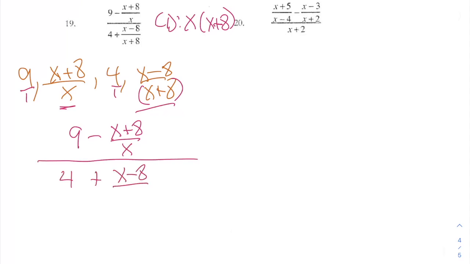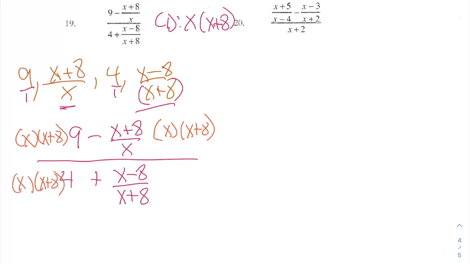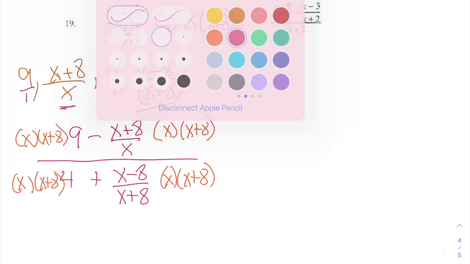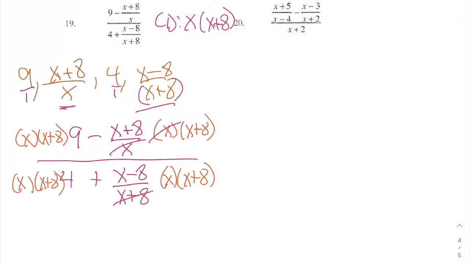And I'm going to multiply every term by x times x plus 8. x times x plus 8, x times x plus 8, x times x plus 8. So it works out pretty well with the ones that have the terms in the denominator, like the x or the x plus 8. But yeah, you got to do a little bit of work here.